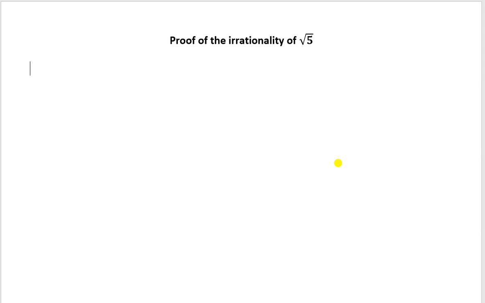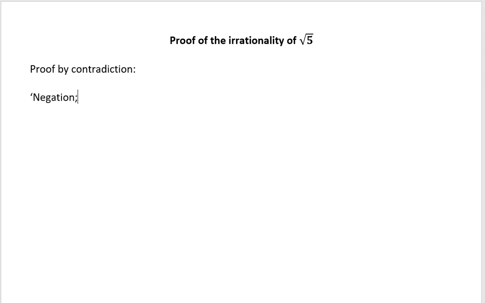The first thing to notice here is that we are doing a proof by contradiction. To prove that a number is irrational, generally speaking, it's easier to prove that it's not possible for the number to be rational. So we start with a negation statement.